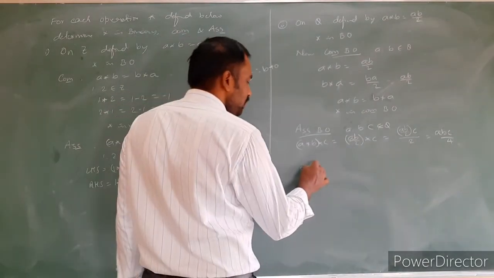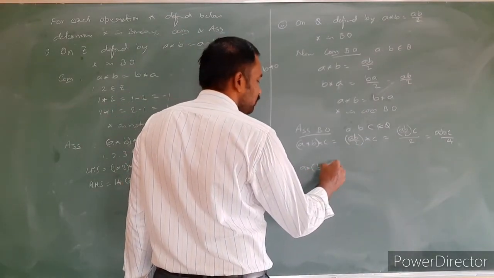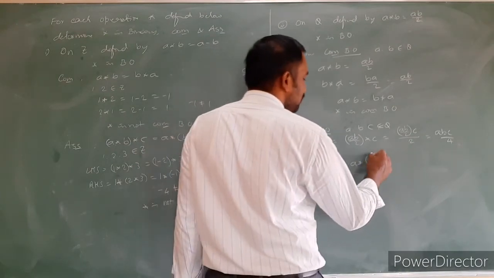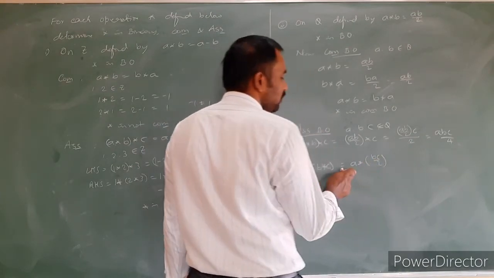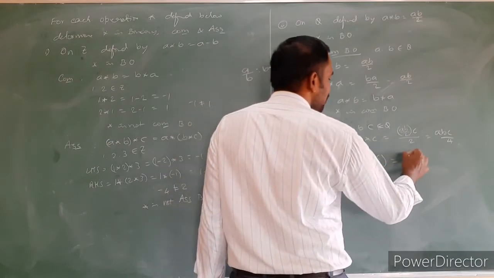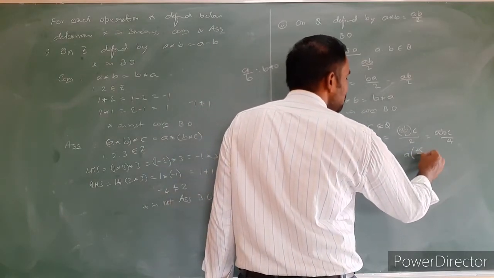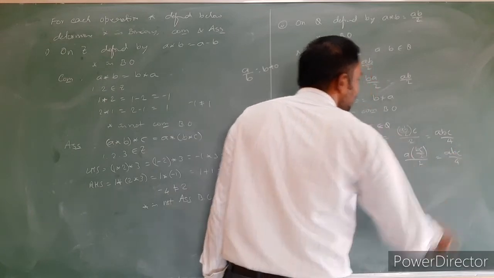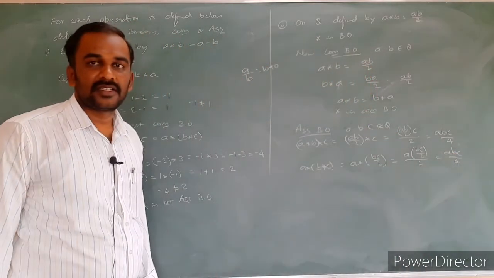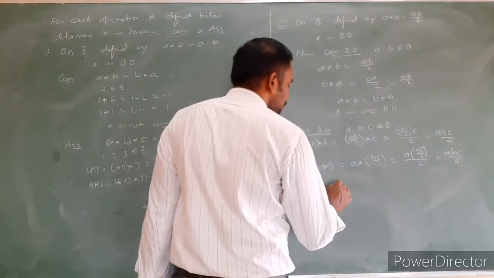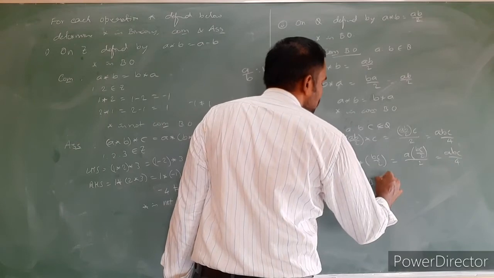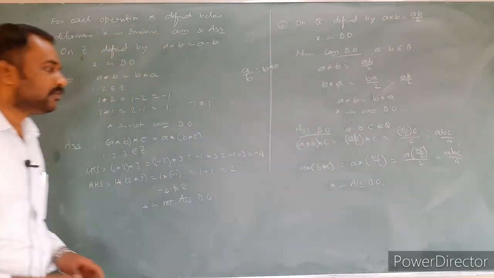Similarly, the right hand side, A star B star C. What will we get? A as it is, B star C is nothing but BC divided by 2. Now it is A, and this is B. What can we write? A into BC by 2 whole thing divided by 2. This we can write as ABC divided by 4. Can I say that LHS is equal to RHS? Yes, obviously. So star is an associative binary operation.